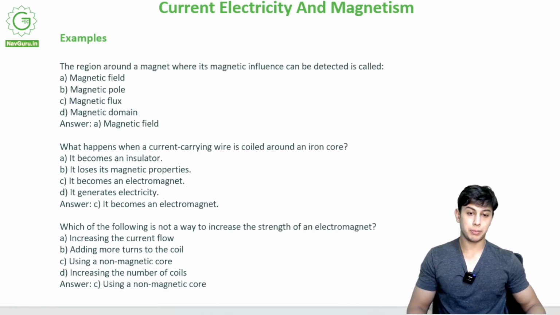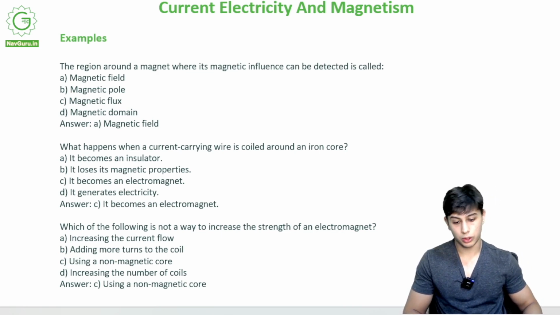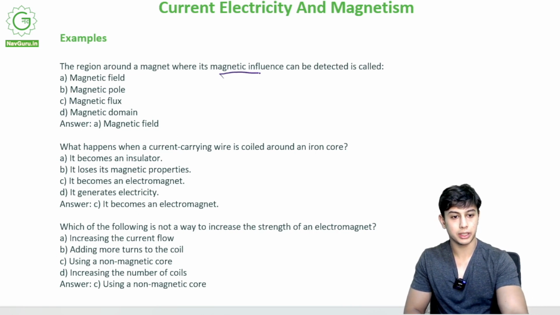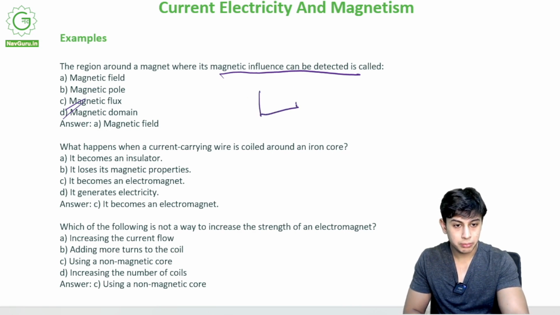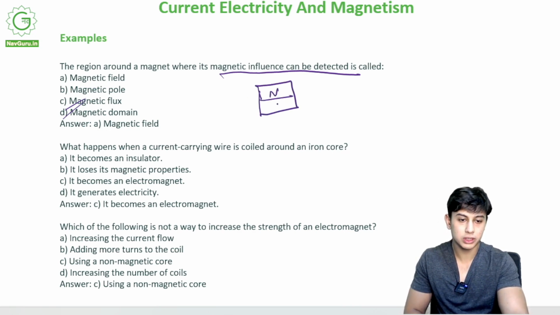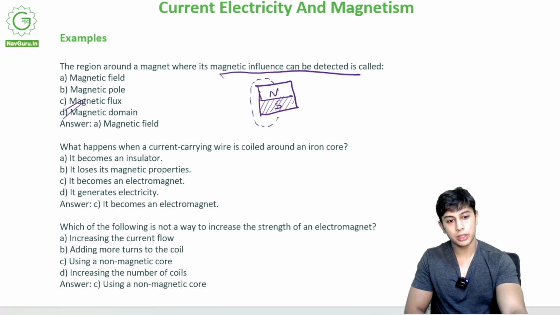The region around a magnet where its magnetic influence can be detected is called what? It's called what? Magnetic field, magnetic pole, magnetic flux, magnetic domain? So if you remember, I have told you, supposedly this is a bar magnet, north and south. I will even cover this south. There's a difference in color. Field lines will originate from here to here.